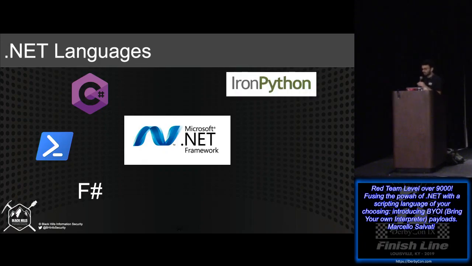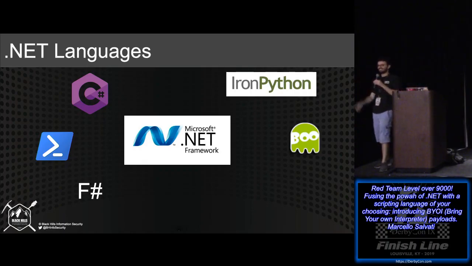But because it's a set of tools and infrastructure that you can use to build your own languages, there are a bunch of third-party .NET languages as well, like IronPython, for example. IronPython is nothing more than a Python implementation on top of the .NET framework. Normal Python is CPython, which is built on C. IronPython is built on the .NET framework. So they're two completely different beasts. There's also BooLang. How many of you have heard of BooLang before? Okay, well, you guys don't count.